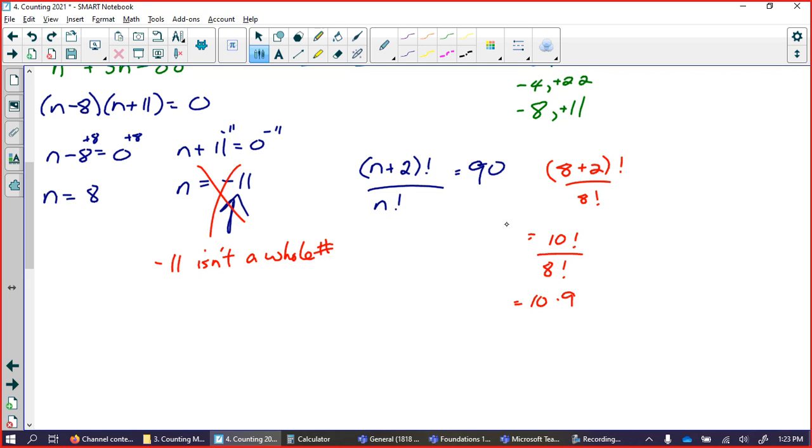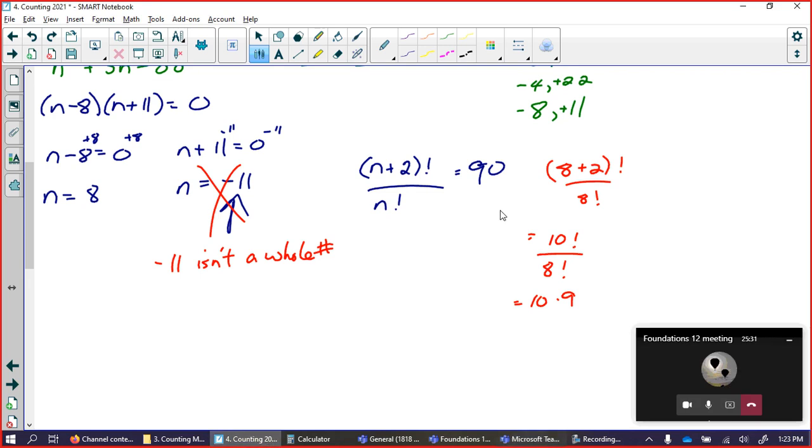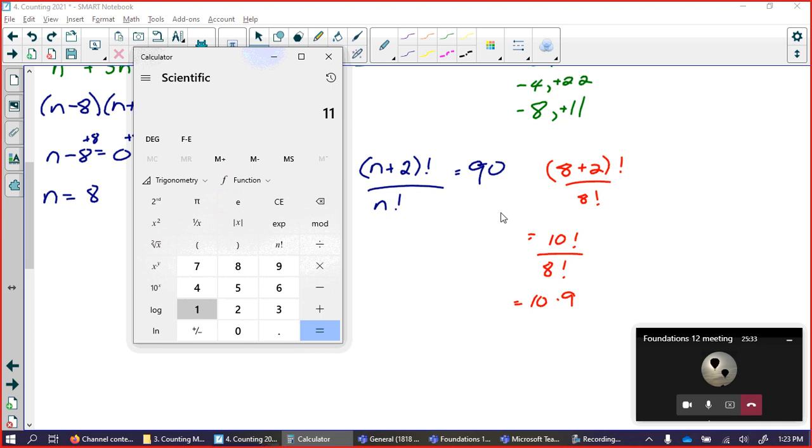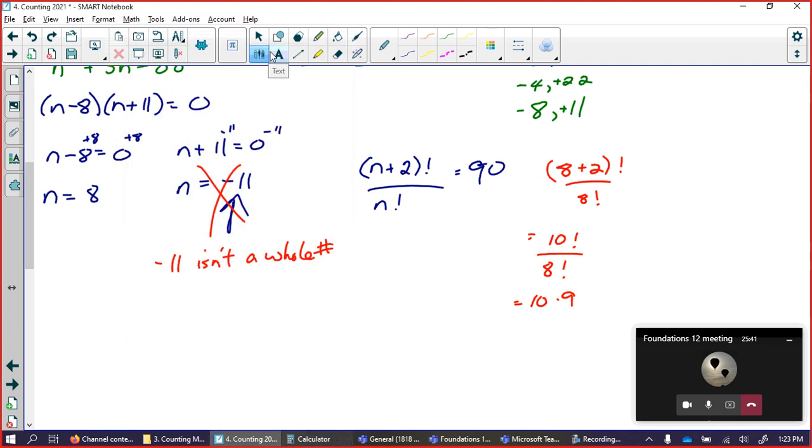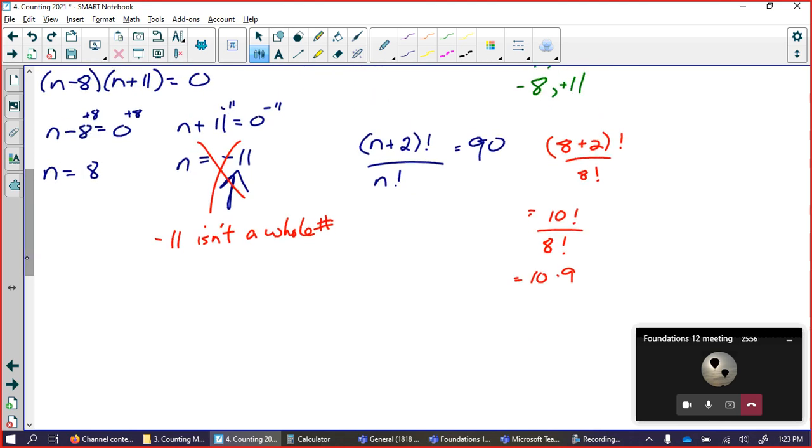Negative 11 factorial, you don't believe me? Where'd my calculator go? 11, negative, please don't work... invalid input. You can't do the factorial of a negative number. It's not possible. It's out of the scope of the definition of what a factorial is. So that was probably really quick.